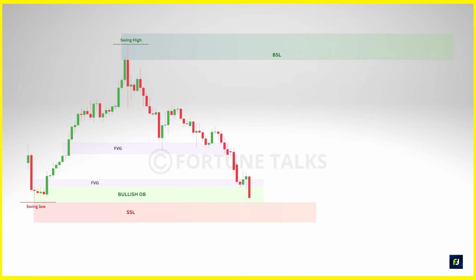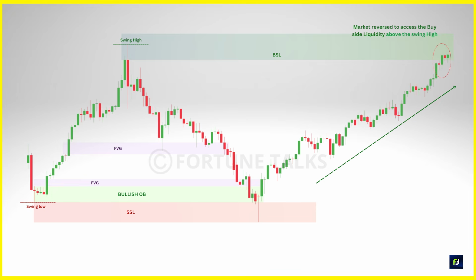It came down to this bullish order block and mitigated it. But it did not stop there. The price pushed below the order block, drawing into the sell-side liquidity available near the swing low. It has swept the sell-side liquidity and then started to reverse and move higher. This is quite evident from the deep rejection wick that went down hunting for liquidity below the lows. The price moved higher again and grabbed the buy-side liquidity available above the swing high.